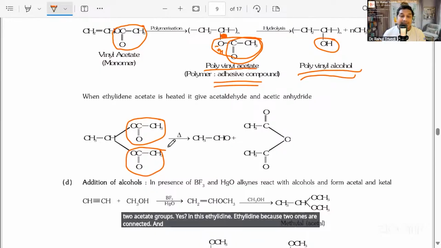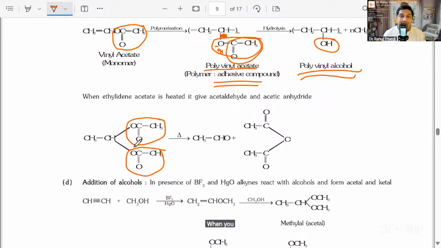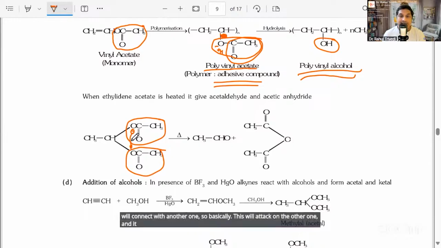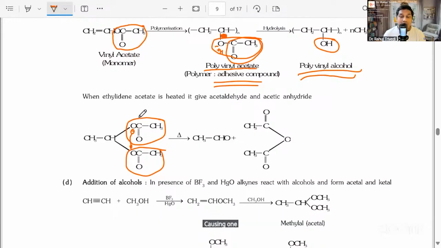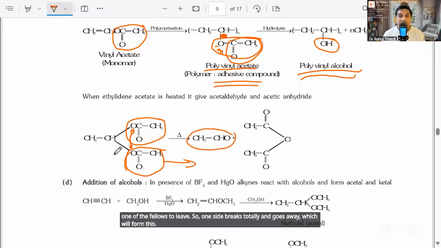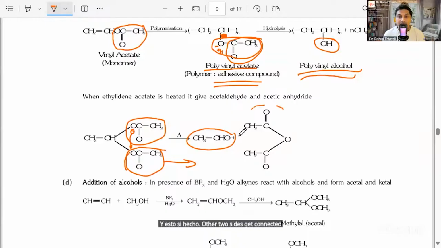And then when you heat them together, this CH3C double bond O will connect with another one. So basically this will attack on the other one and it will get connected, causing one more oxygen to come in the middle and one of the fellows to leave. So one side breaks totally and goes away, which will form this CH3CHO. The other two sides get connected, forming anhydride, acetic anhydride. Exact same procedure as above.